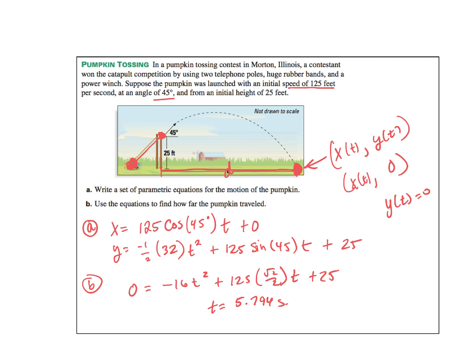So if we know when it hits the ground, where do we then put that answer? Where do we put that t? If we want to know d, that horizontal distance, in the x equation, great. So x of 5.794 is 125 root 2 over 2 times the 5.794. Total distance 512.122 feet.